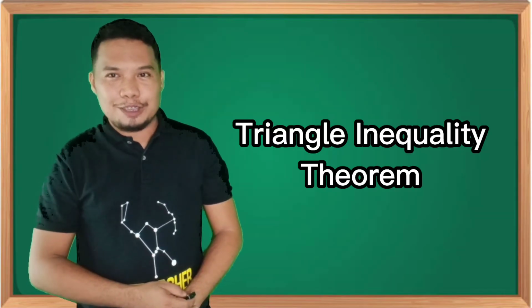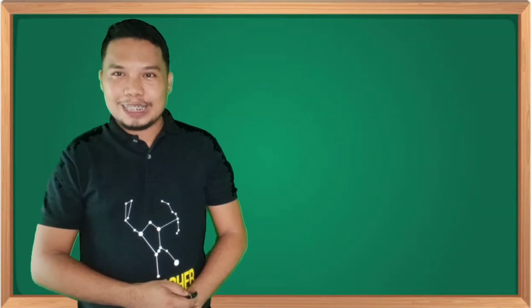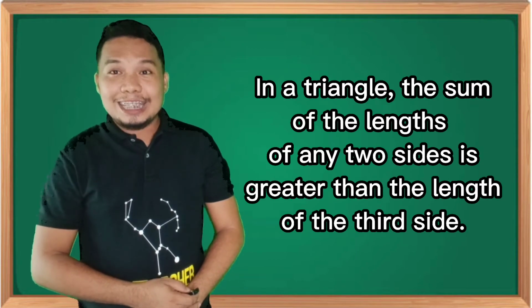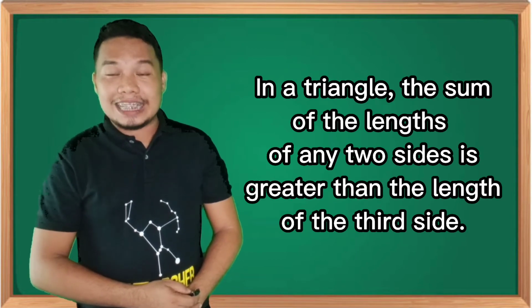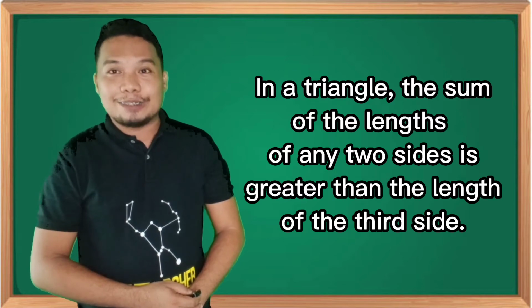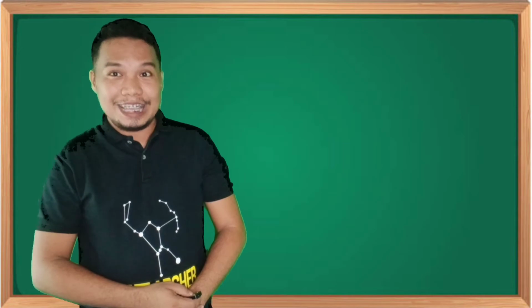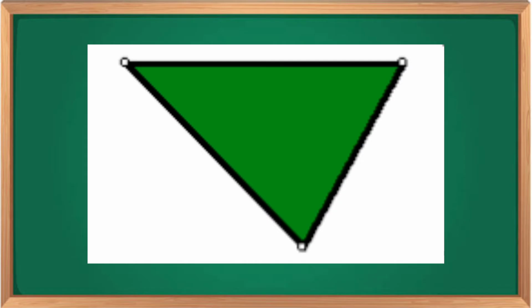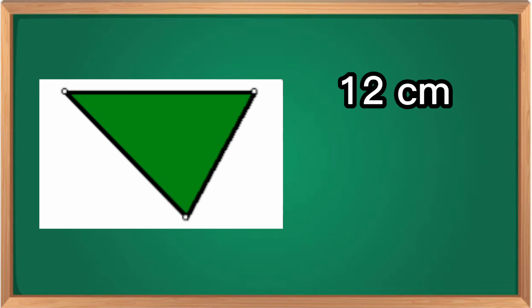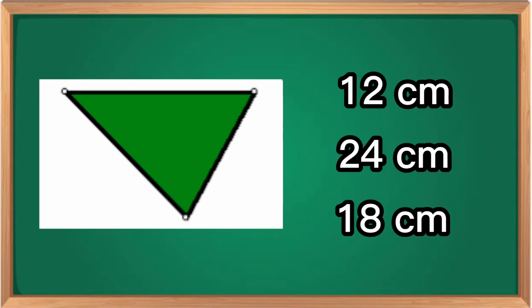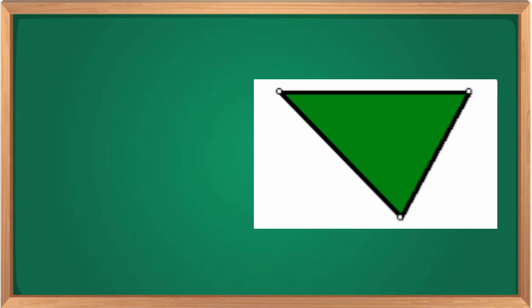Triangle inequality theorem. Triangle inequality theorem states that in any triangle, the sum of the lengths of any two sides is greater than the length of the third side. Now consider this example. Can a triangle be constructed with sides of length 12 centimeters, 24 centimeters, and 18 centimeters? By Theorem 3, check the sum of the two shortest segments. Is 12 plus 18 greater than 24?